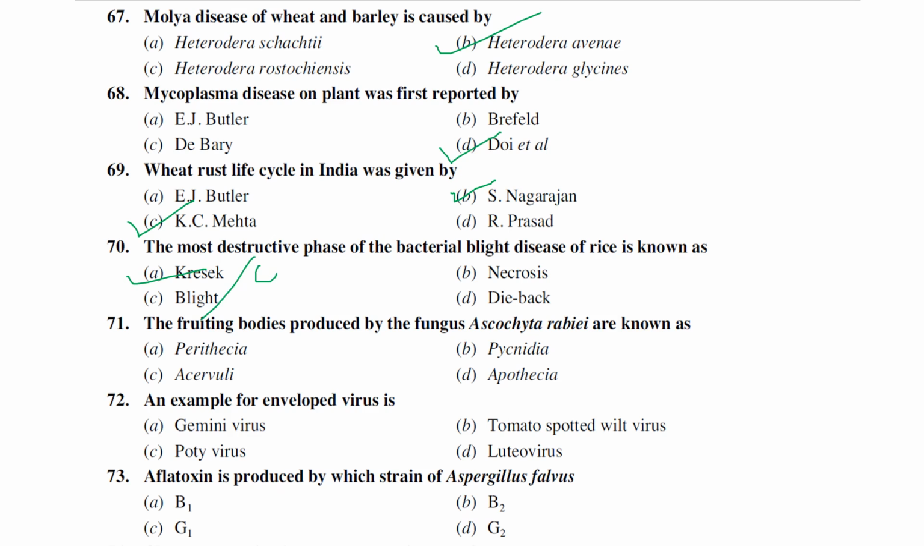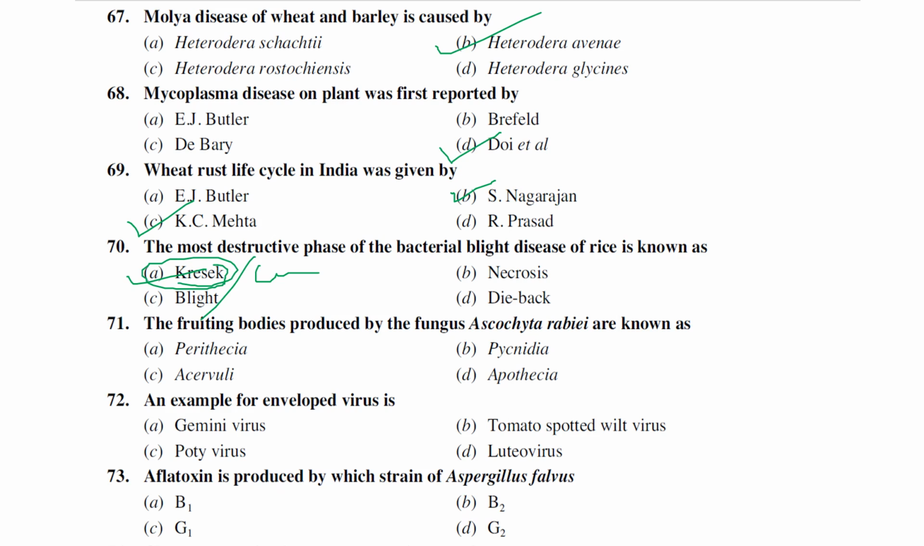And the next one: the most destructive phase of bacterial blight disease is known as the kresek phase, otherwise called the wilting phase. It's the most important phase. If you see the bacterial leaf blight of rice, which is caused by Xanthomonas oryzae pv. oryzae, there are 3 stages that can be seen: blight stage, kresek stage or wilting stage, and the last one is the yellowing phase. So in these 3 stages, the most important and destructive stage is the kresek phase or wilting phase.